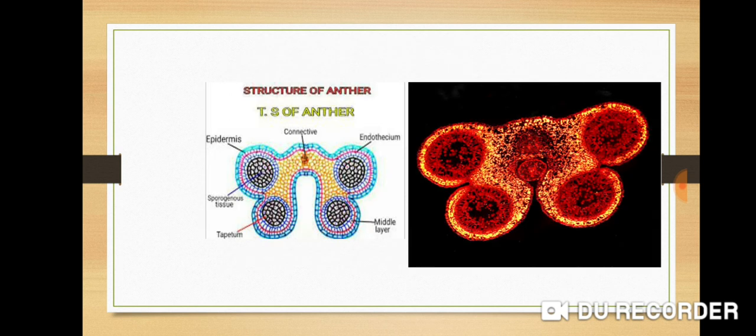Then we concentrate on the structure of the mature anther or structure of the microsporangium. The mature anther or microsporangium is a four-lobed structure. These four lobes are connected by a parenchymatous connective tissue supplied with a vascular strand. Each lobe consists of an anther wall and an inner sporogenous tissue or pollen grains.